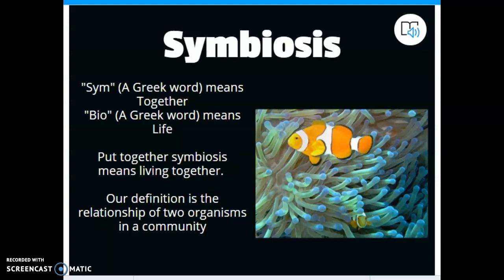So symbiosis, and you know me, I love to break down words, and we're coming back to this word bio. Remember, bio is a Greek word that means life, and sym means together. So this symbiosis means life together or living together. And things in a community, most definitely, because that's all the living things, they live together, and some of them have relationships where they interact with each other more so than not. For example, the sea anemone and the clownfish have a very special relationship.